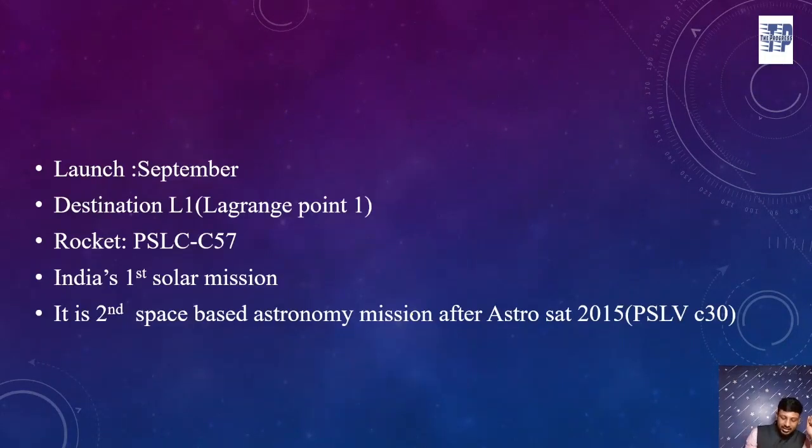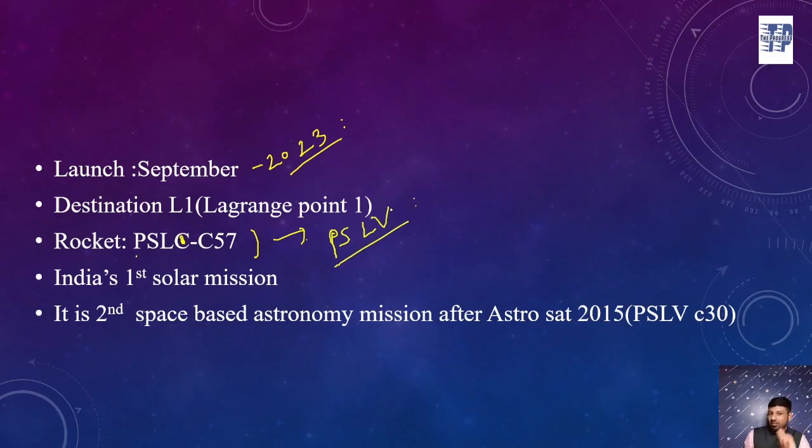Now coming to the technical details about this Aditya L1 mission. This Aditya mission was launched recently, in September 2023. After the successful launch of Chandrayaan 3, we launched the Aditya L1 mission in September. The destination planned for this mission is Lagrange point 1. And the carrier which carried this mission is, sorry for my spelling mistake, not PSLC, it is PSLV, that is the Polar Satellite Launch Vehicle. The PSLV C57 model lifted this Aditya mission to the L1 point. Therefore, this is the carrier.